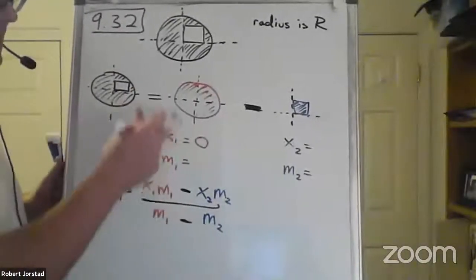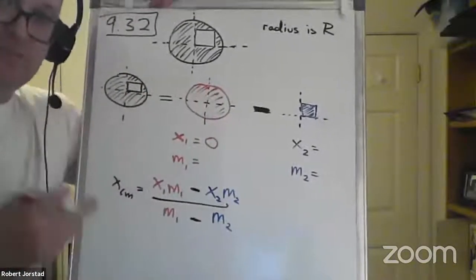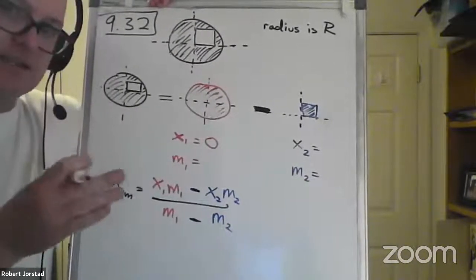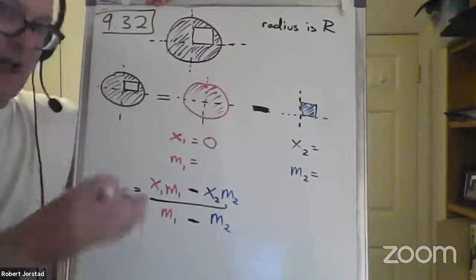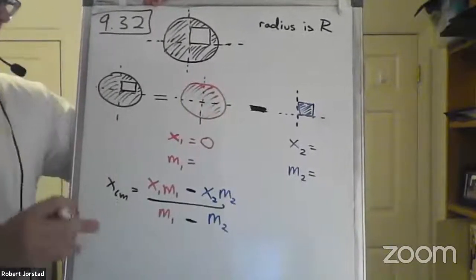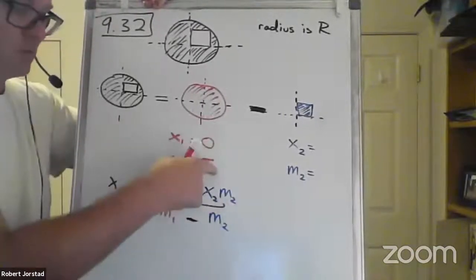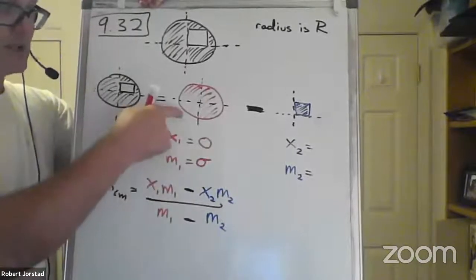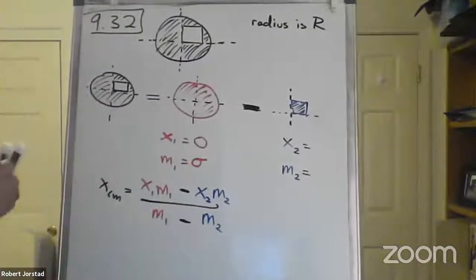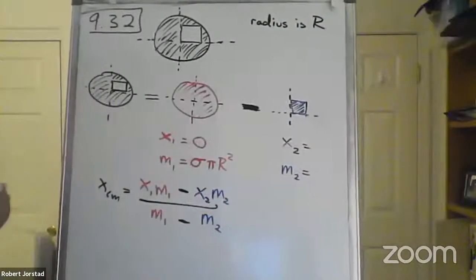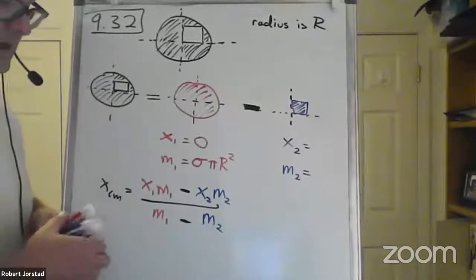Okay, so how do I figure out this mass? It's a plate. Should I use a 1D, 2D, or 3D density? It's a 2D object. Let's use a 2D density. I'll explain that more later. I know that's probably confusing, but I want to use a 2D density. So sigma times what? What's the area of object 1 going to be? Pi capital R squared. Got it.